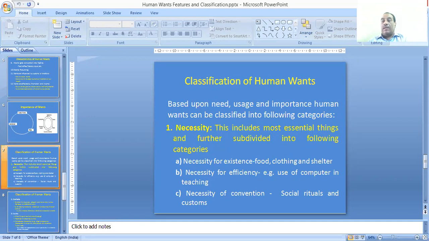And then necessity for convention, social rituals and customs. To follow those social rituals and customs, we need to follow those unwritten rules, because we are social animals. We live in a society. So those are called necessity for convention.